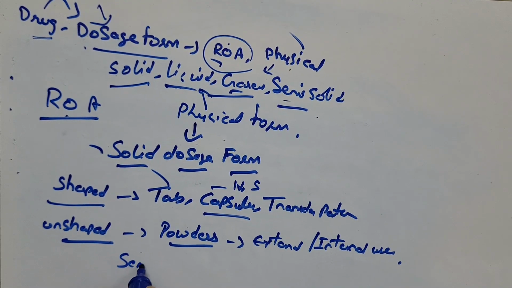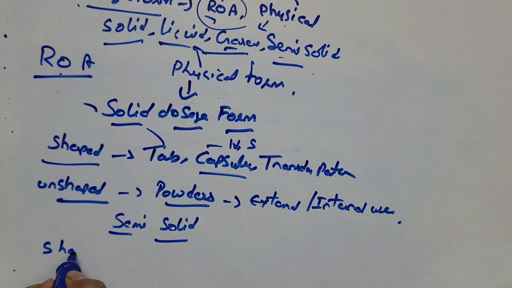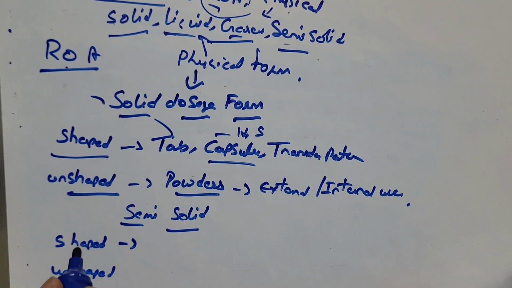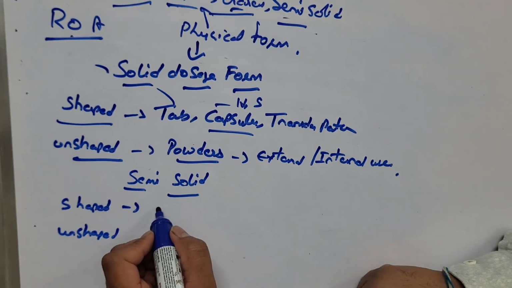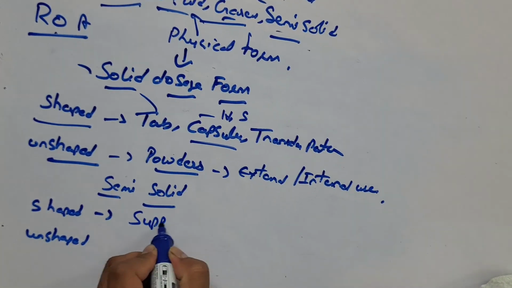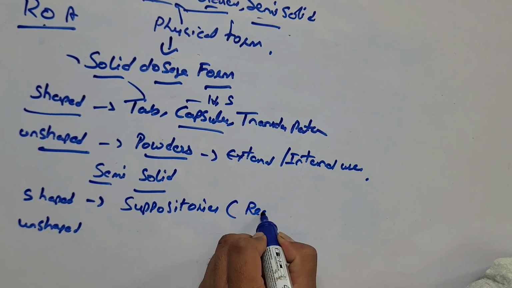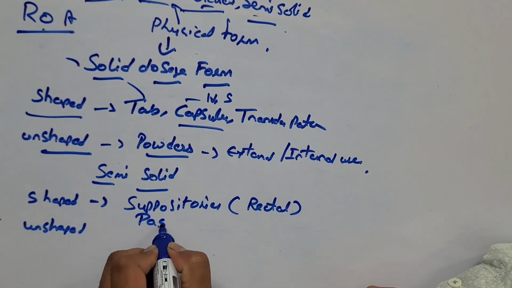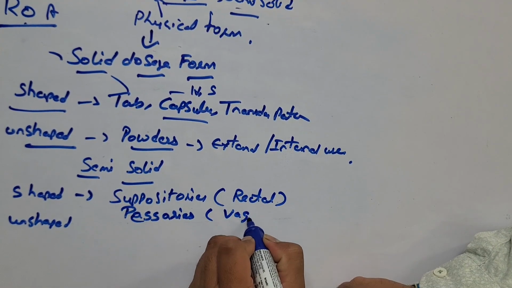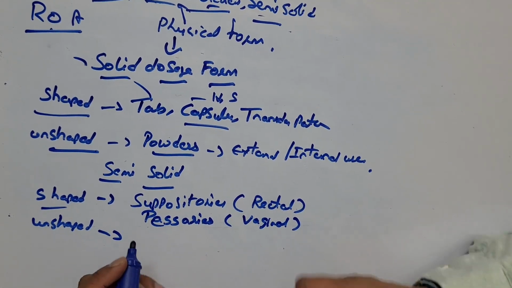Whereas coming to semi-solid, you can identify semi-solid. There is again shaped and unshaped. What is shaped? Suppositories. If you go for vaginal suppository, we'll call it pessaries. If you go for rectal administration, we'll call it suppositories. Suppositories are for rectal administration, pessaries are for vaginal. This is for shape. They have a particular shape, right? They have bullet shape, they are cone shaped.